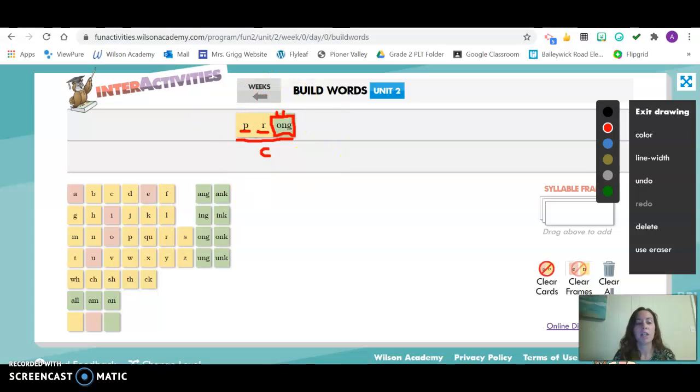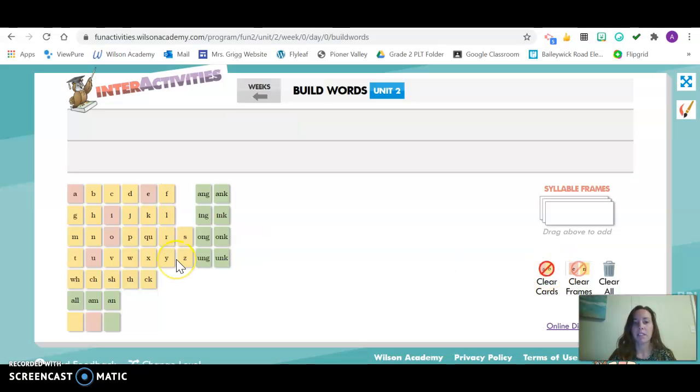This word prong has the meaning pointy, like a fork. Right here, you see this is a prong on the fork, or these are the prongs. You'll notice that the word prong means like pointy. Let's look at another word. Think about the sounds as I build this word.